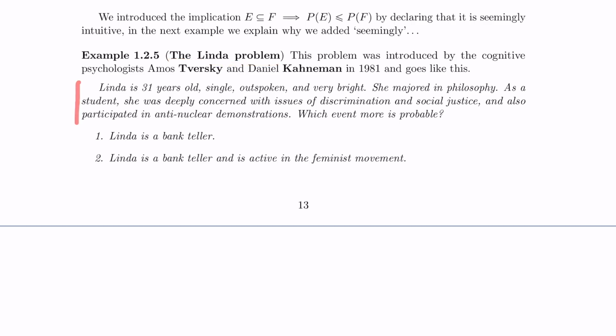Let's read together. Linda is 31 years old, single, outspoken, and very bright. She majored in philosophy. As a student, she was deeply concerned with the issues of discrimination and social justice, and also participated in anti-nuclear demonstrations. Which event is more probable? Linda is a bank teller. Linda is a bank teller and is active in the feminist movement.